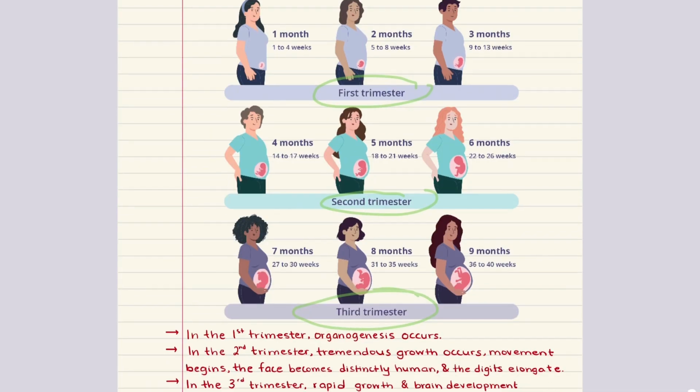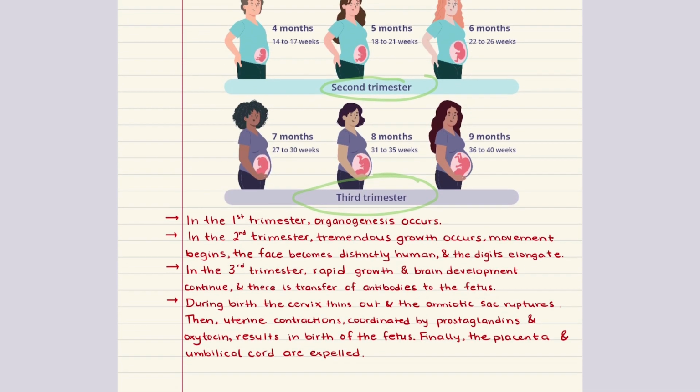Finally, let's talk about birth. Birth begins when the cervix softens and thins out. This is a process known as cervical effacement. Then the amniotic sac ruptures, and this is commonly known as when a person's water breaks. This is then followed by a wave of uterine contractions, which are coordinated by 2 key hormones, prostaglandins and oxytocin. These contractions push the fetus downward and eventually result in delivery.